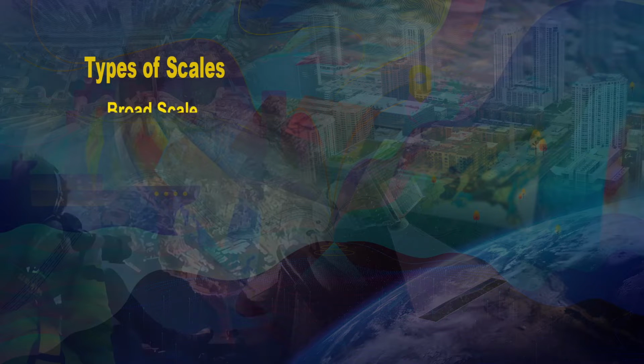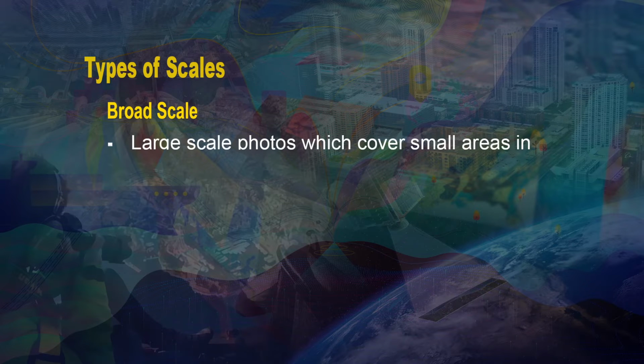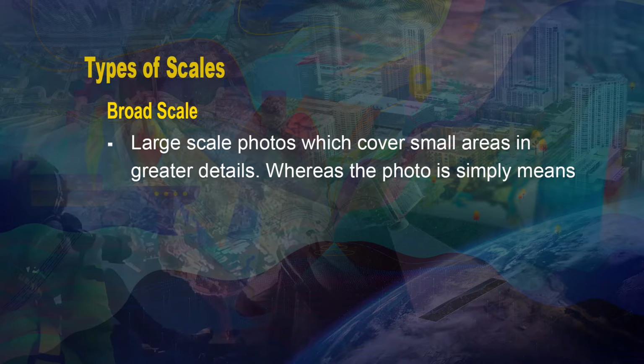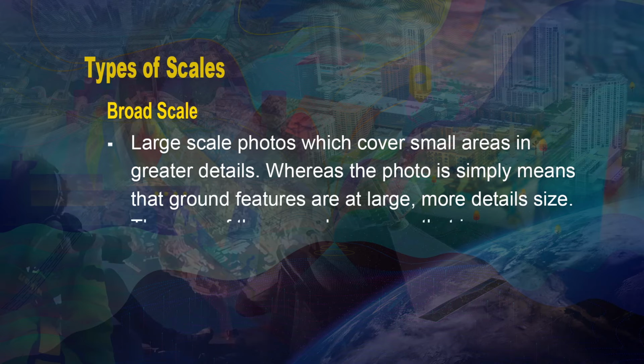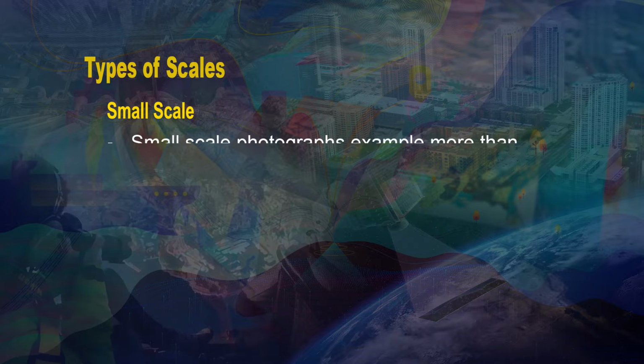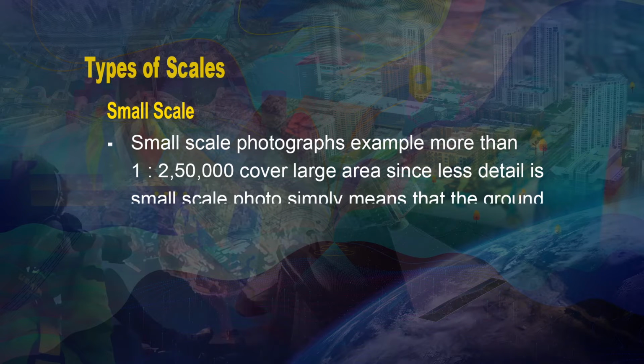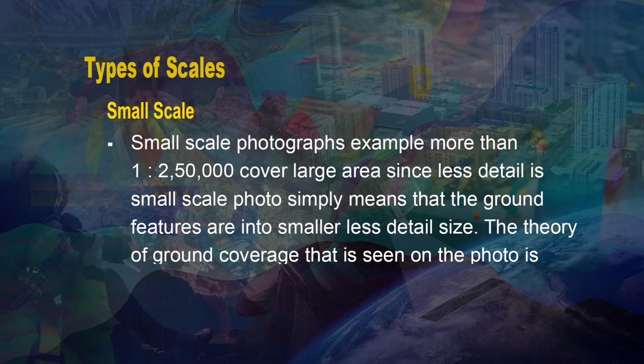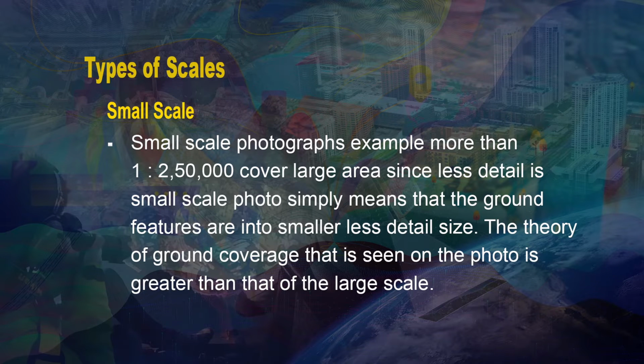There are two types of scales in broad terms. Large scale photos cover small areas in greater detail, which simply means the ground features are larger and more detailed. The area of ground coverage seen on the photo is lesser than in a smaller scale. Small scale photographs, for example more than 1:250,000, cover large areas. Less detail is visible, which simply means that the ground features are smaller, with lesser detail. The area of ground coverage seen on the photo is greater than that of the large scale.